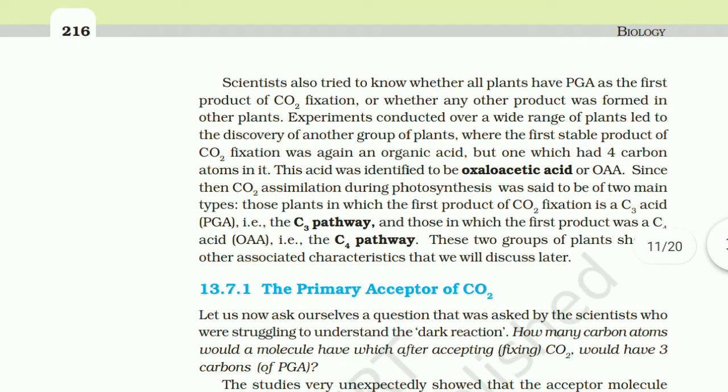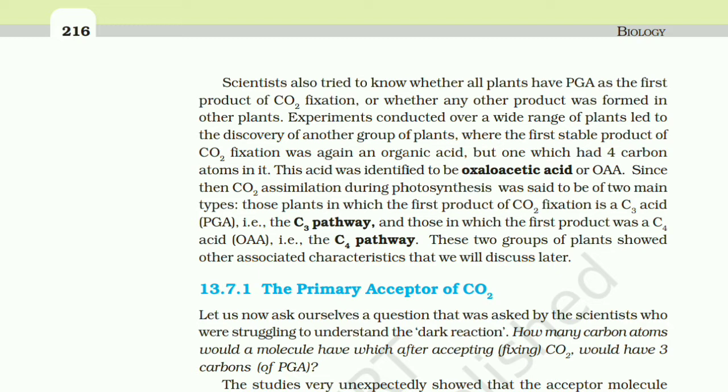Scientists also tried to know whether all plants have PGA as the first product of carbon fixation, or whether any other product was formed in other plants. Experiments conducted over a wide range of plants led to the discovery of another group of plants where the first stable product of CO2 fixation was again an organic acid, but one with 4 carbon atoms in it. This acid was identified to be oxaloacetic acid, or OAA.